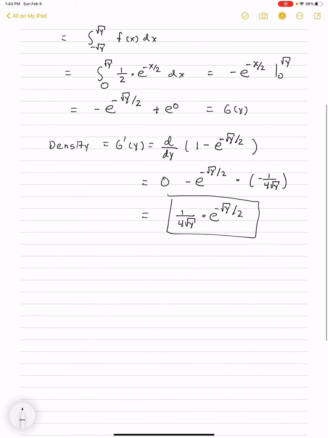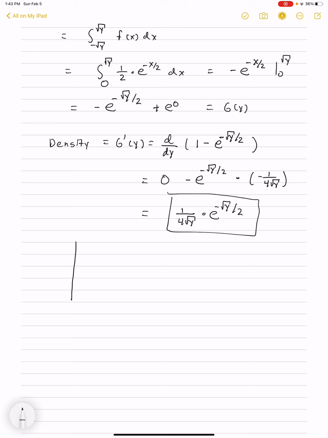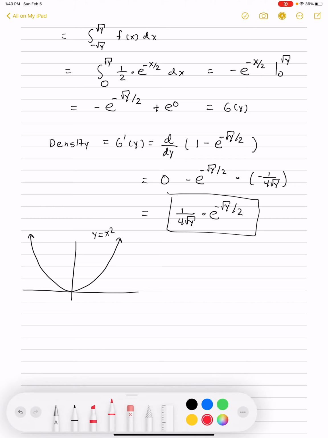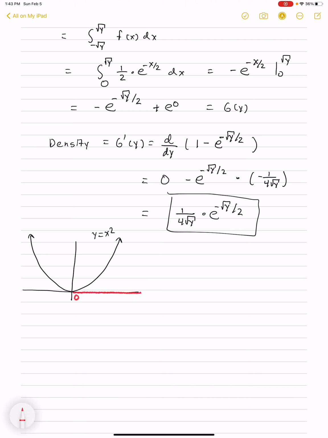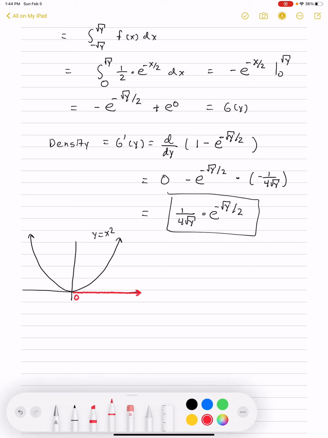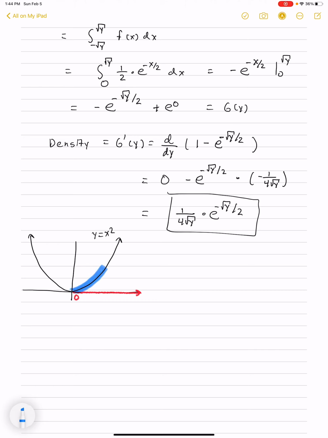When does it apply? Well, let's look at the graph here. Here's y equals x squared. And we're told that the density function of x is for x greater than 0. So 0 onward, which would correspond to those y values. So it looks like y is just going to be greater than 0 here.